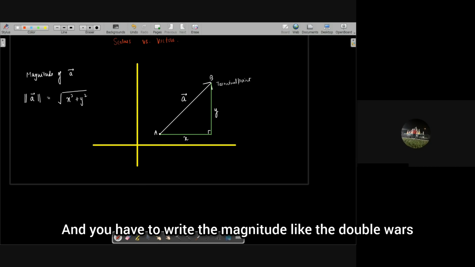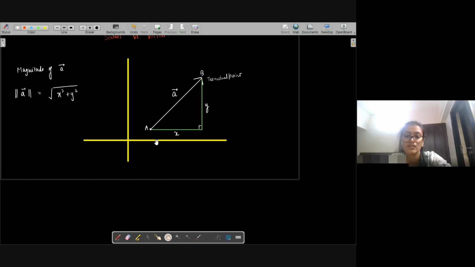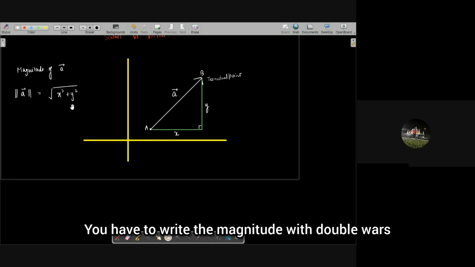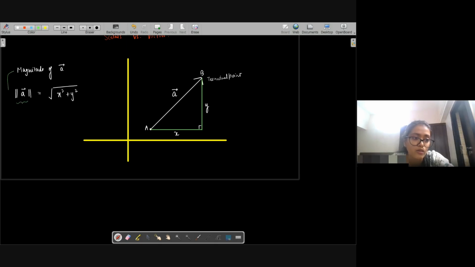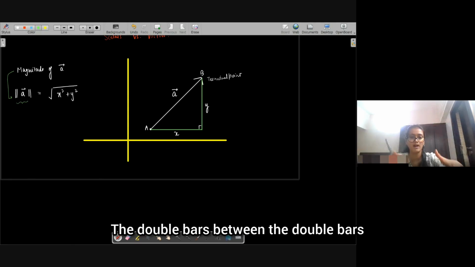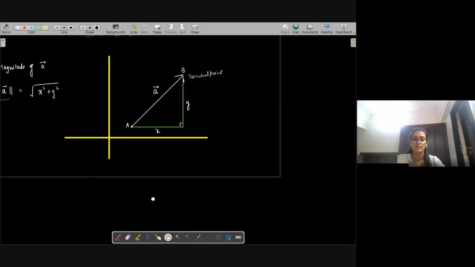And you have to write the magnitude with the double bars? Yes, this notation represents magnitude. Whatever you have between the double bars represents the magnitude. You're good so far?